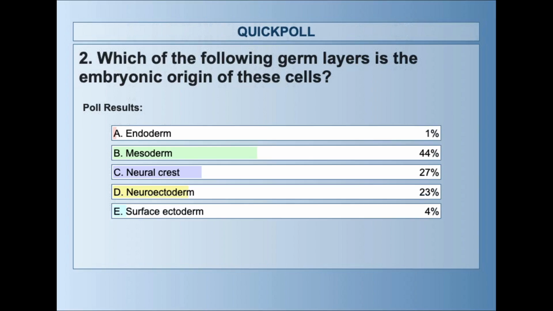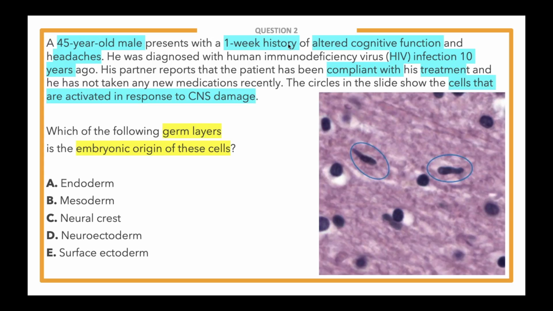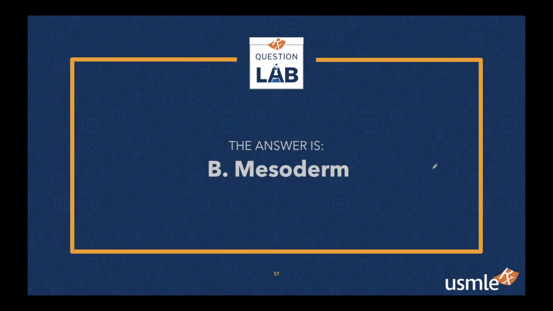All right, let's see what you selected. It looks like we have a clear favorite. That's 44% of you selected mesoderm. In second place, we had neural crest. So let's see what the correct answer is. And the correct answer is indeed mesoderm, and 44% of you got it right. So great job, everybody. Let's have Paris explain it to us. Paris.